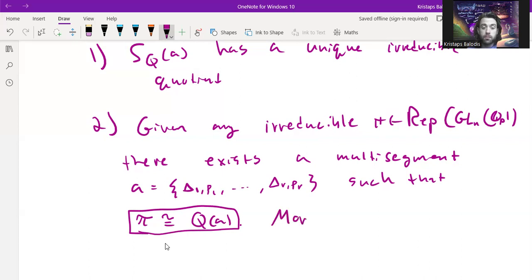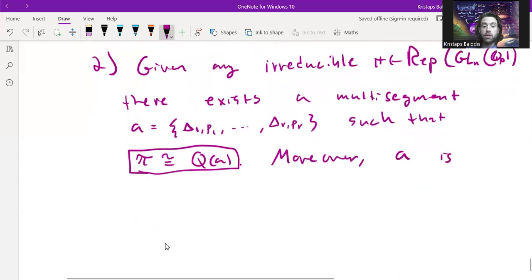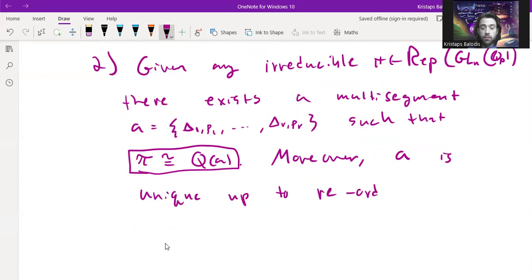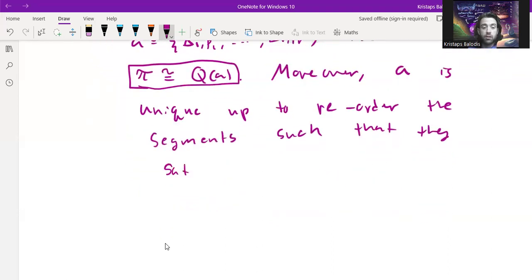Moreover, A is unique up to reordering the segments such that they satisfy the does not precede condition. DNPC, I guess I should call it.